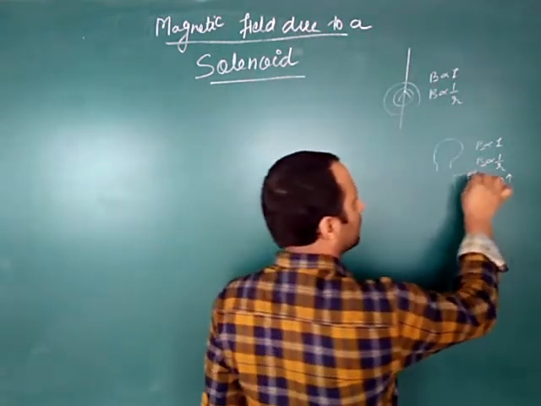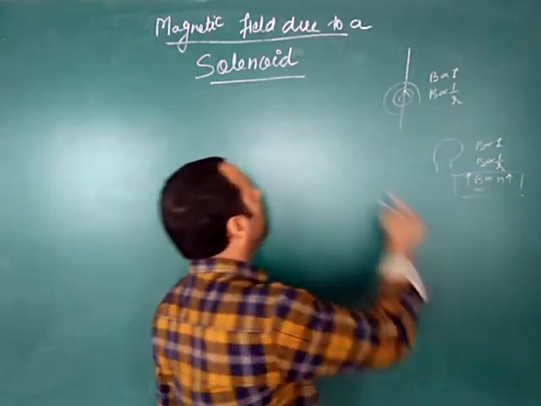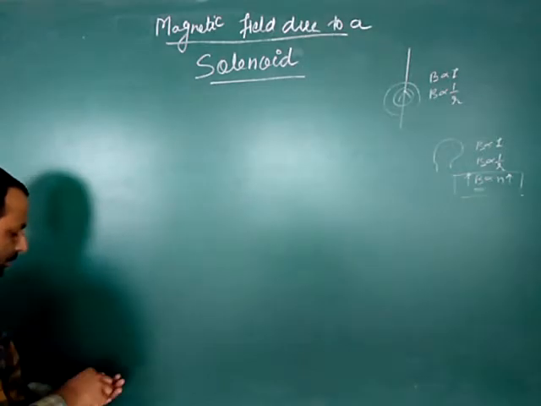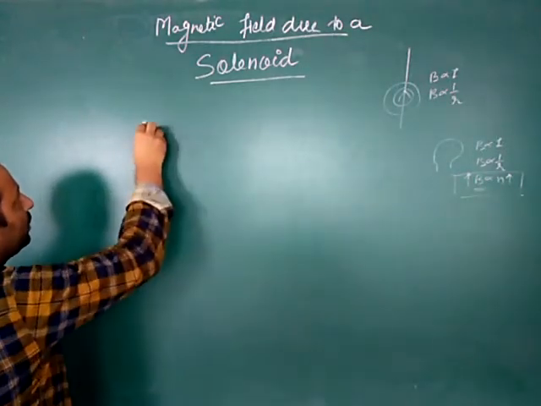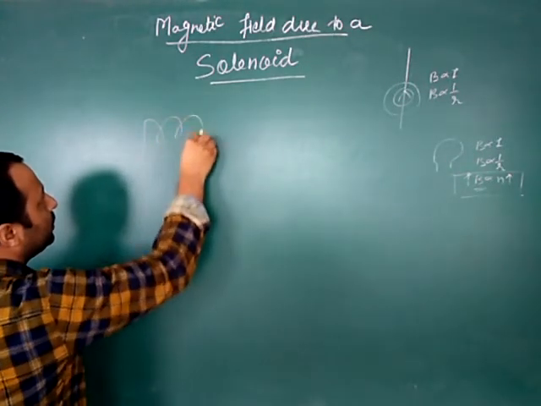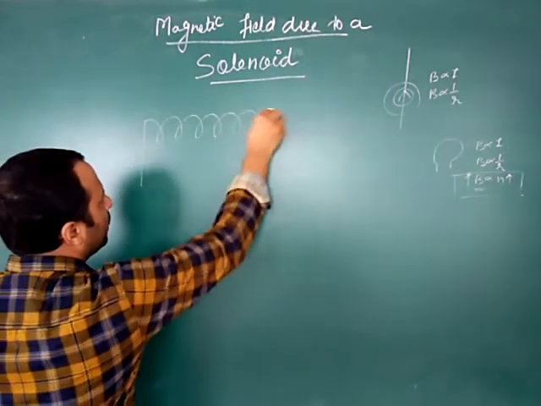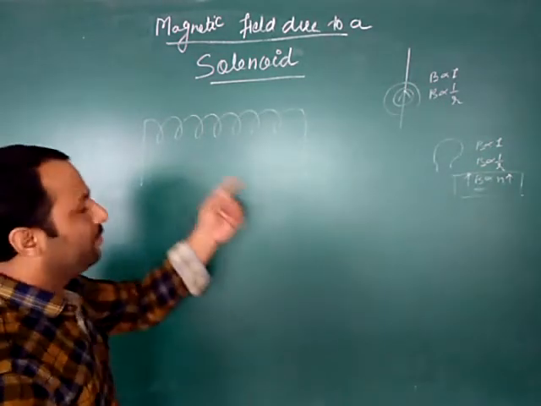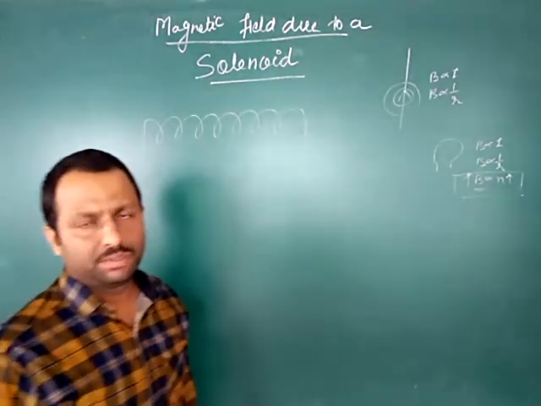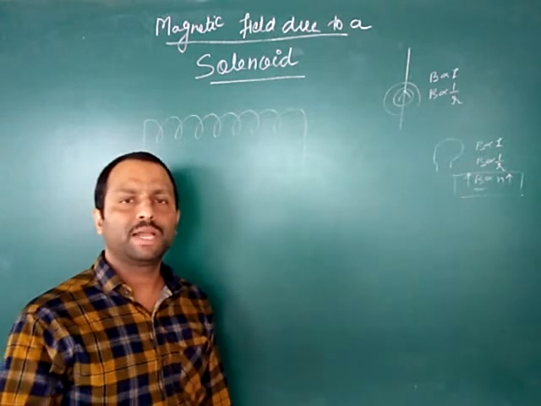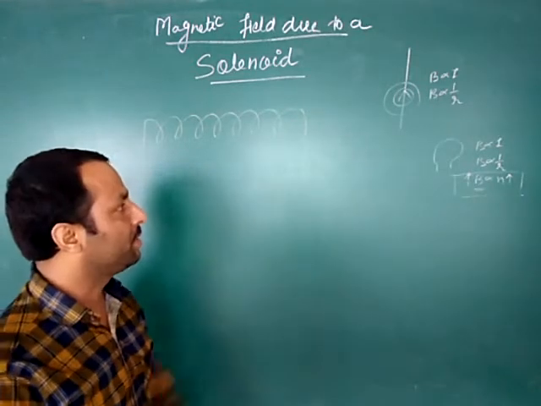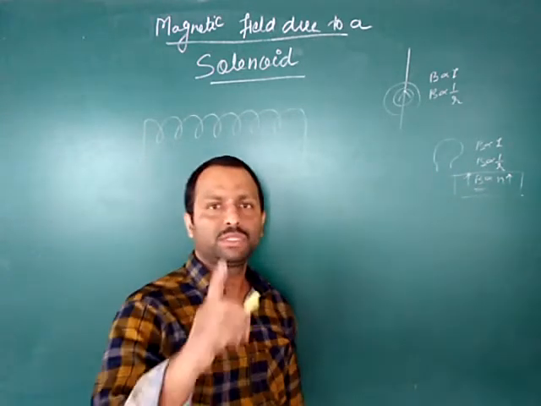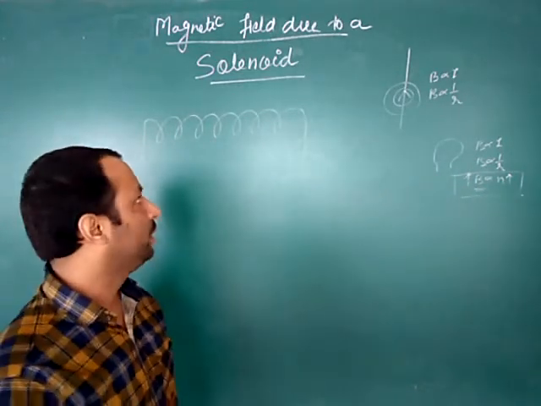This concept we have used, and we have developed a solenoid. So, what is a solenoid? See the shape of the solenoid. If we give a large number of circular turns, what happens? The strength of the magnetic field increases tremendously as compared to the magnetic field due to a circular wire which consists of only one turn.